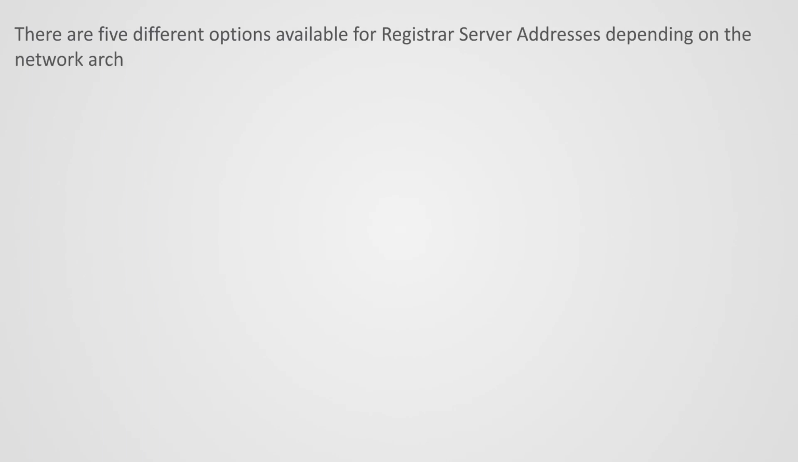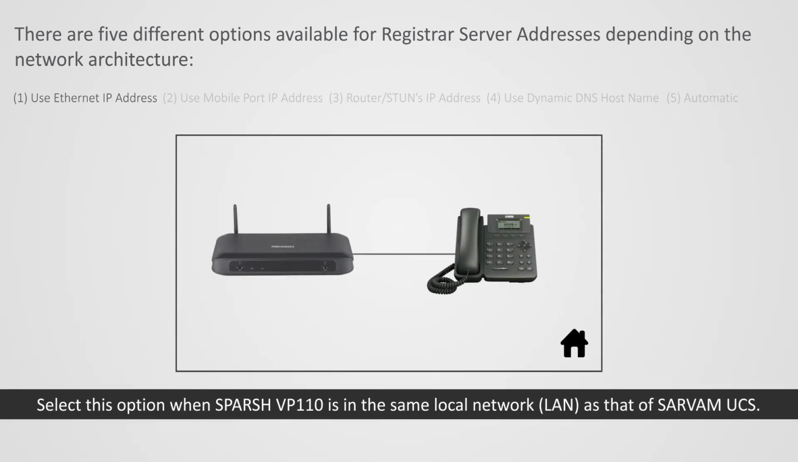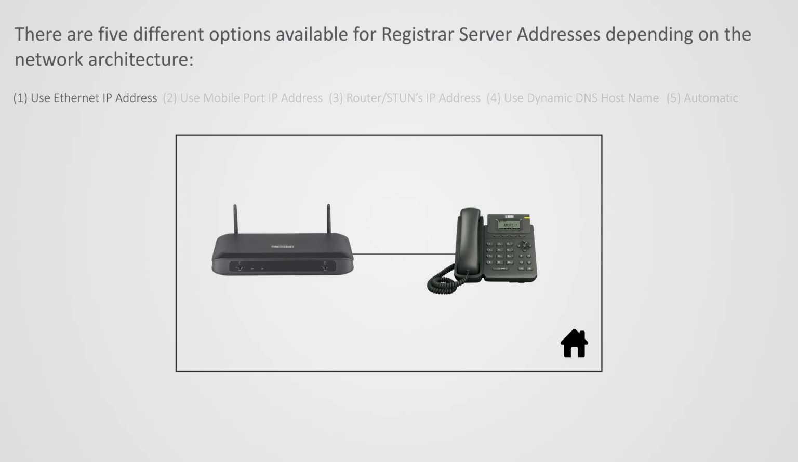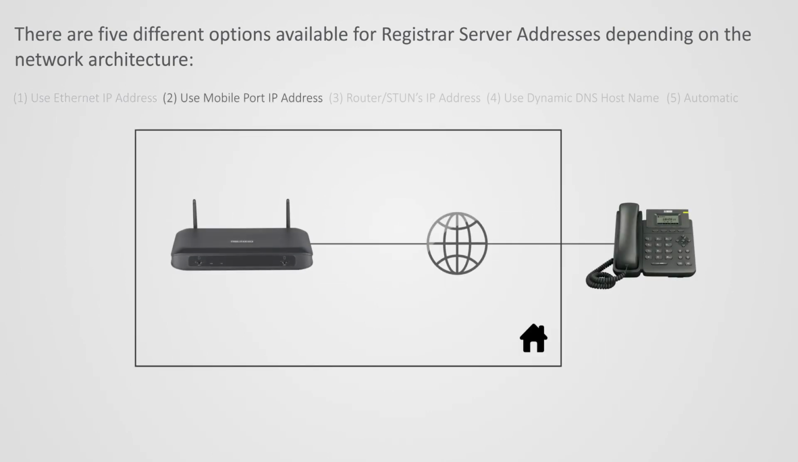There are 5 different options available for registrar server addresses, depending on the network architecture. 1. Use Ethernet IP address. Select this option when SPARSH VP110 is in the same local network as that of SARVAM UCS. 2. Use mobile port IP address.